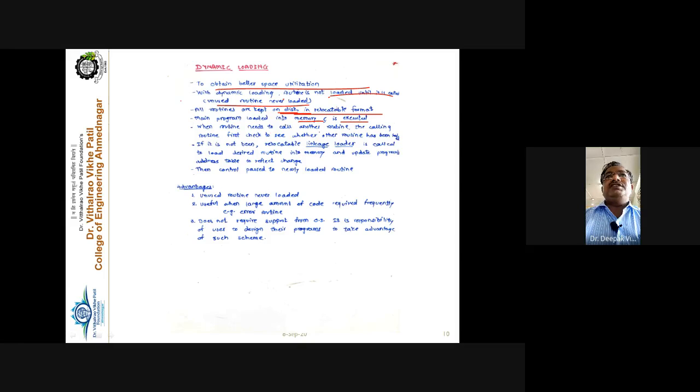When a routine needs to call another routine, the calling routine first checks whether the other routine is available in memory or not. If it is not available, then the linkage loader is called to load the desired routine into memory and update the program address table to reflect the changes. Then control passes to the newly loaded routine.